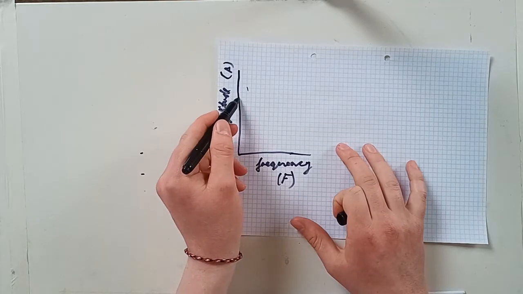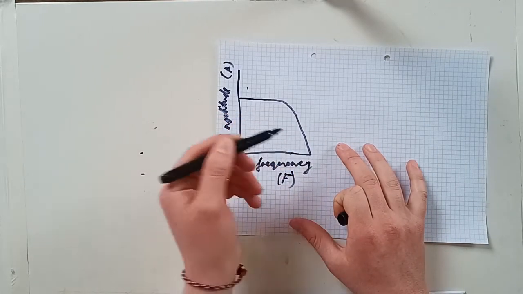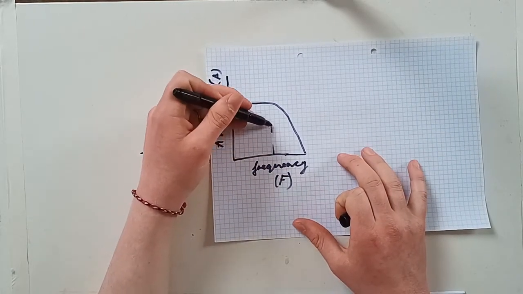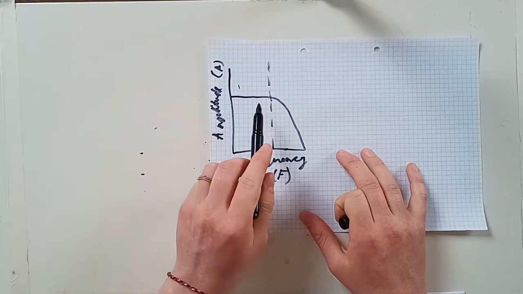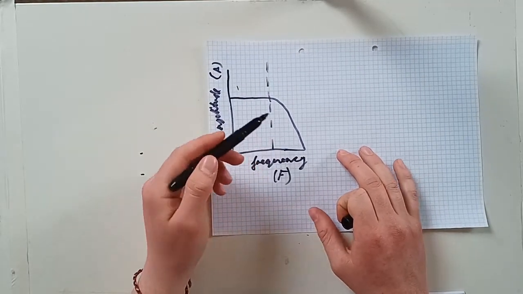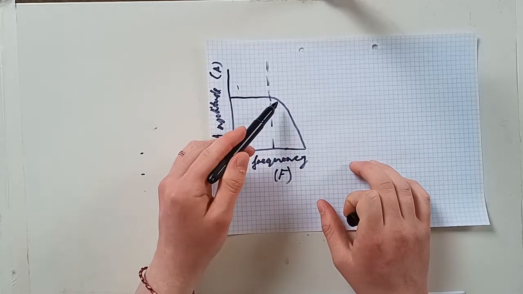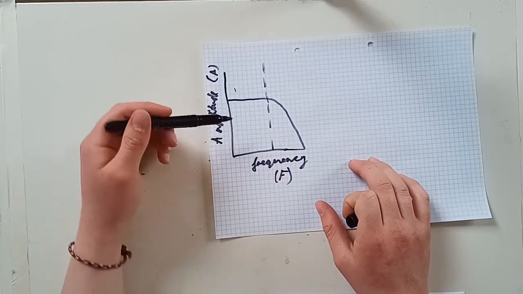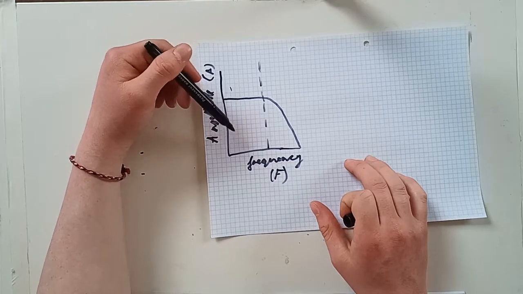So a low pass filter would give you something looking slightly like that, where you have your cutoff frequency somewhere around here, and then you get your slope off where you're starting to cut out high frequencies and you let the low frequencies pass through.